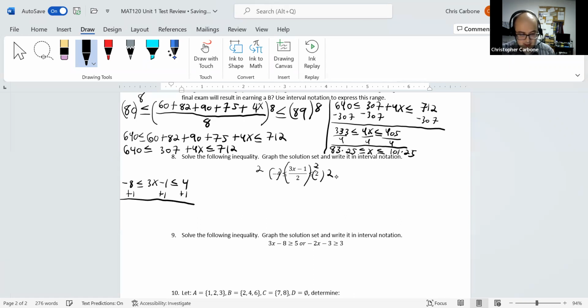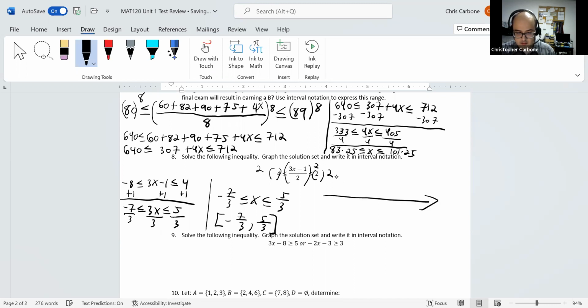We are going to get -7 is less than or equal to 3x, which is less than or equal to 5. And then we'll divide by 3. So our solution will be -7/3 less than or equal to x, less than or equal to 5/3. The interval notation will be in brackets, -7/3, comma, 5/3.